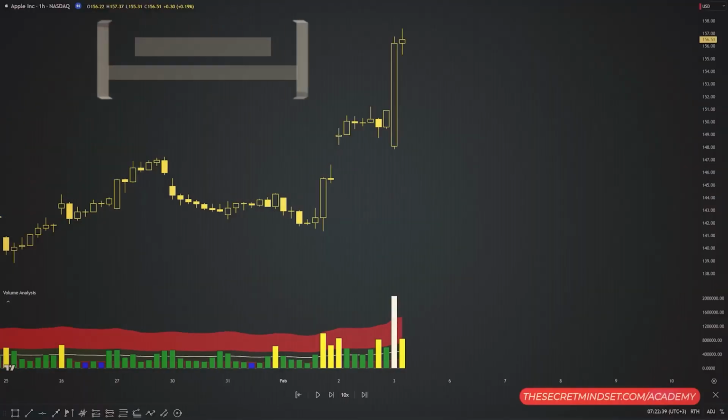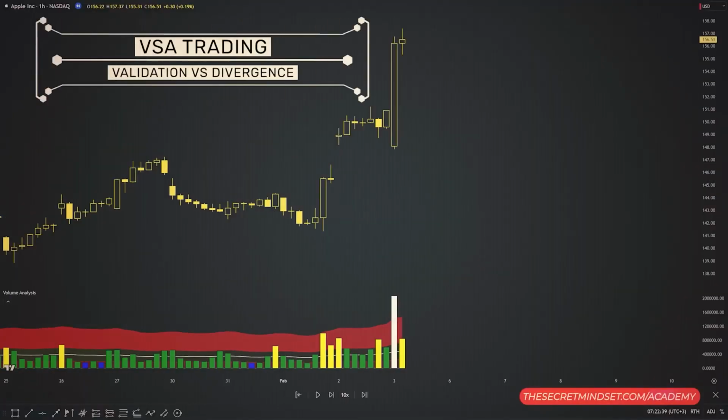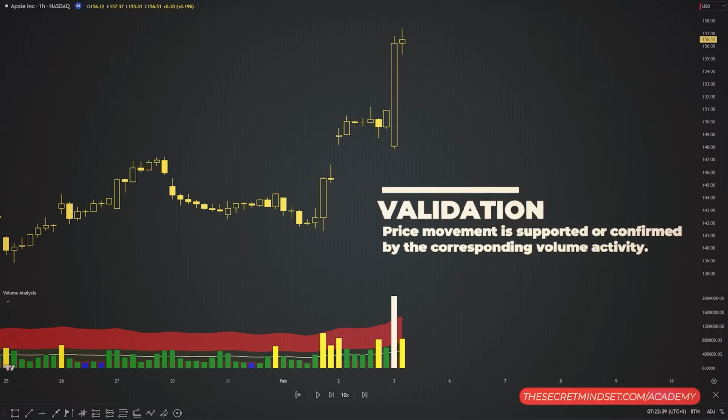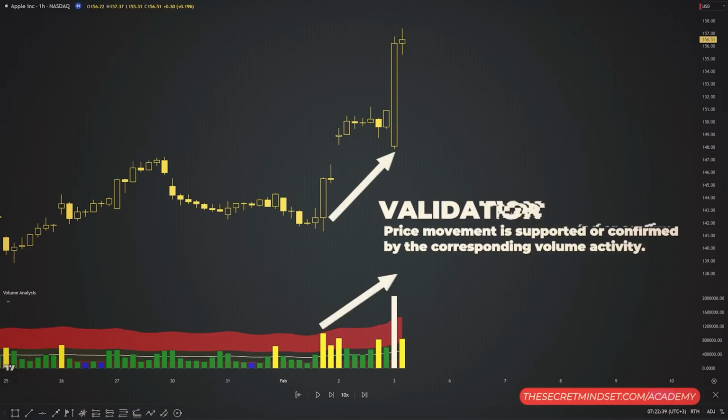Now, when applying volume spread analysis, there are two important factors to consider. First, you look for validation between price and volume. And second, you look for any disagreements between them. Validation occurs when any price movement is supported or confirmed by the corresponding volume activity.